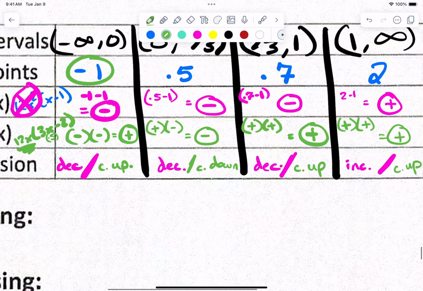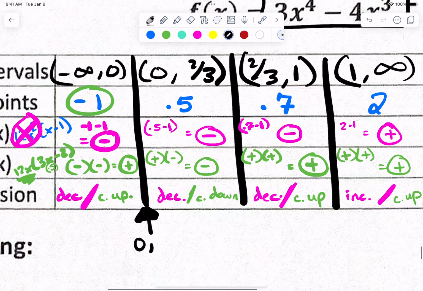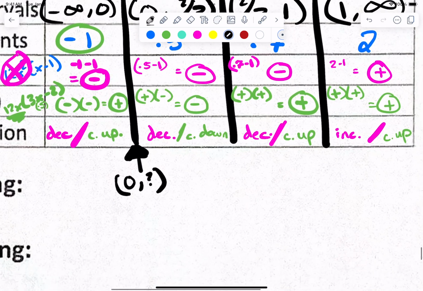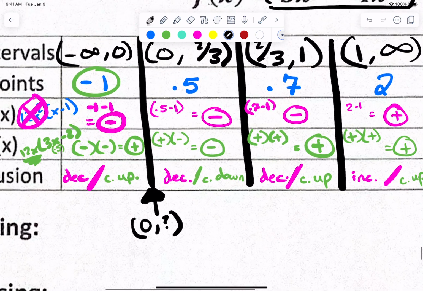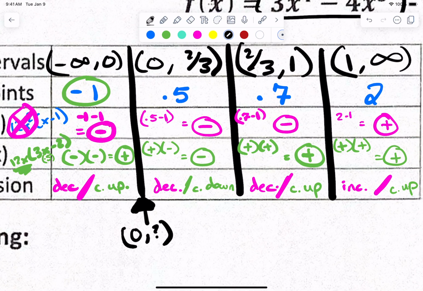All right, so let's go through and check this. This point right here, at 0 comma something, which we don't know what that something is, but we're going to find it. Is he a POI, a max, or a min? Okay, so looking at these results right here, he's decreasing and then decreasing. So that means he's not a max or a min. He's concave up, concave down.